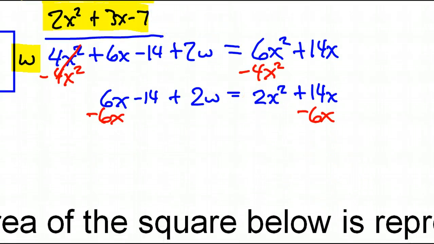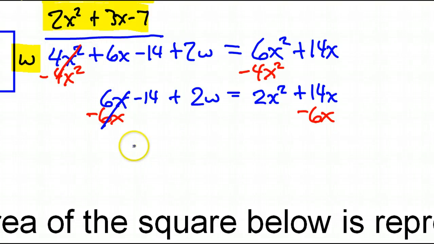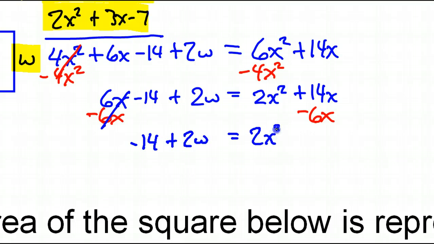Okay, I'm running out of space. That's great. So these are gone now. So now I've got negative 14 plus 2w equals 2x squared. Let's see. So that's going to be 8x. Alright, and get w by itself.